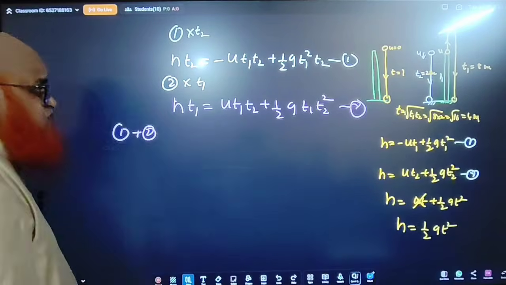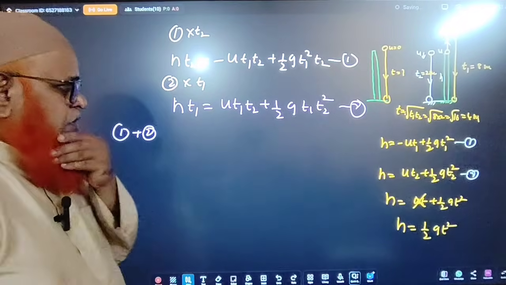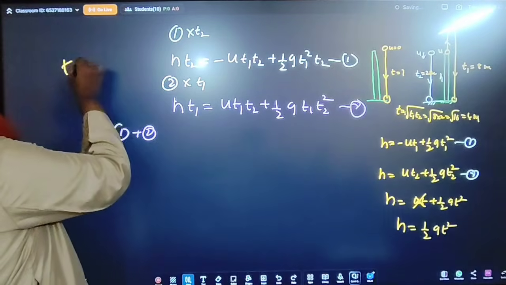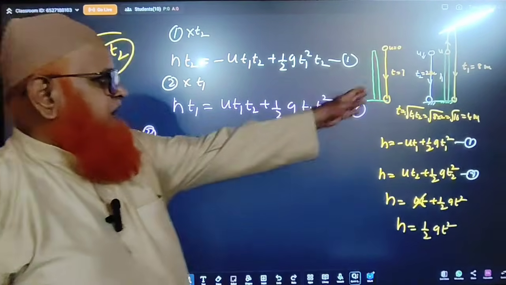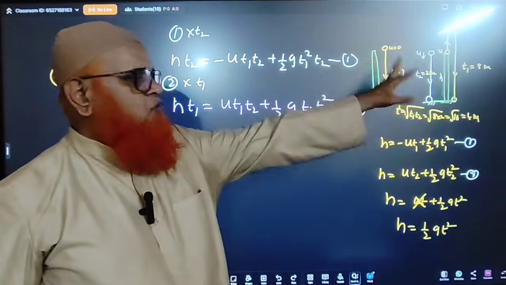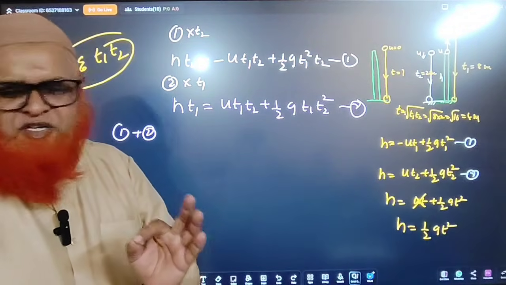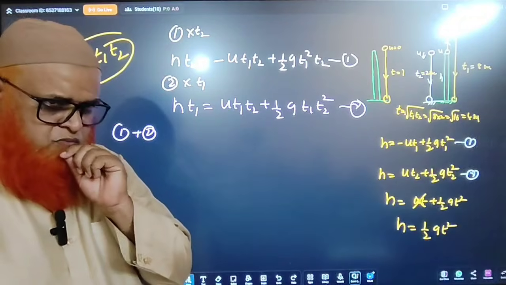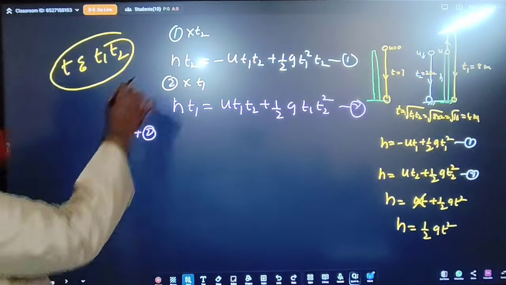Why do we need to multiply? Because I want the relation between t and t1, t2. t is the time taken by a body just dropped, and these two are the times for different bodies. This is the easiest explanation, the easiest method I am going to do here. What I am going to do is just add them.